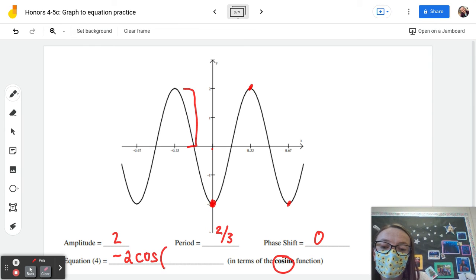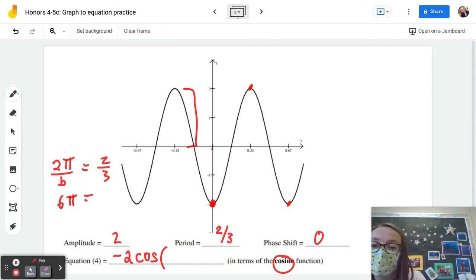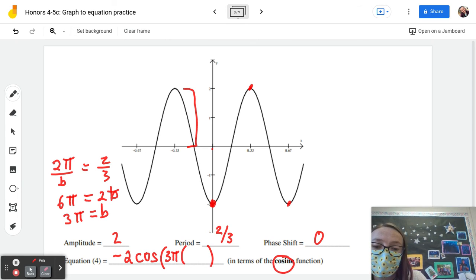-2 cosine of, let's go ahead and find the inside. Remember that 2 pi over b is equal to my period. My period is 2/3. If I cross multiply here, I get 6 pi is equal to 2b. And that means that 3 pi is equal to b. So I know that 3 pi is going to go out front of x. And in this case, I have no phase shift. So on the inside here, I'm just going to say x plus or minus 0. So what I'm going to get here is -2 cosine of 3 pi times x. That's if you were to flip it across the x-axis. You could also do the same thing if you made your phase shift positive 1/3. But I think this option is easier.